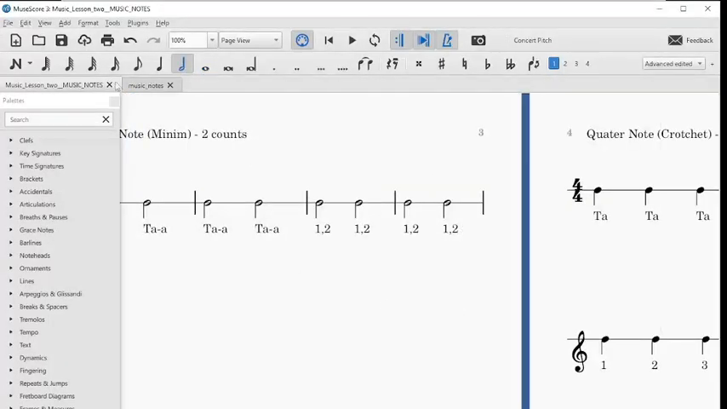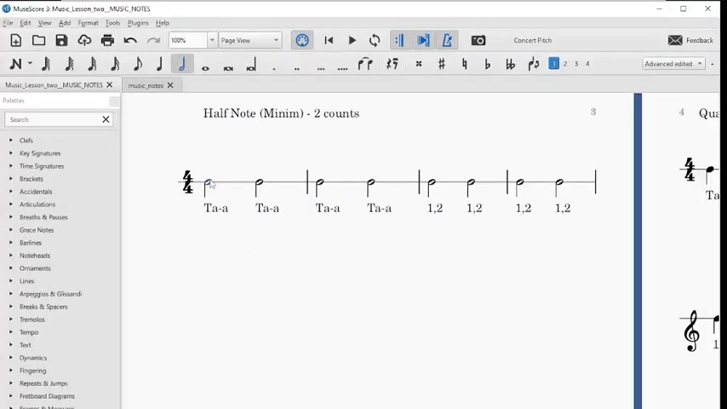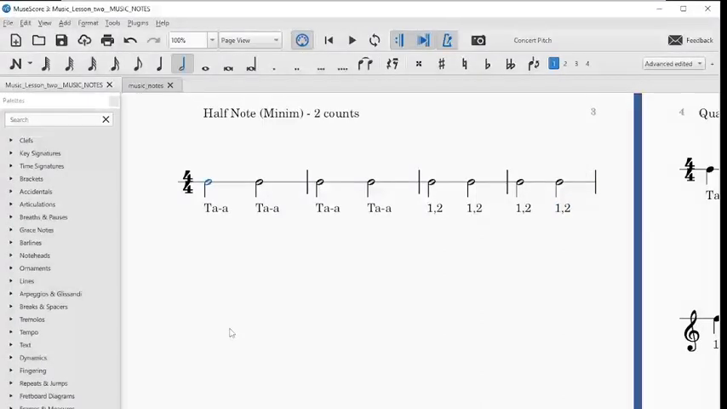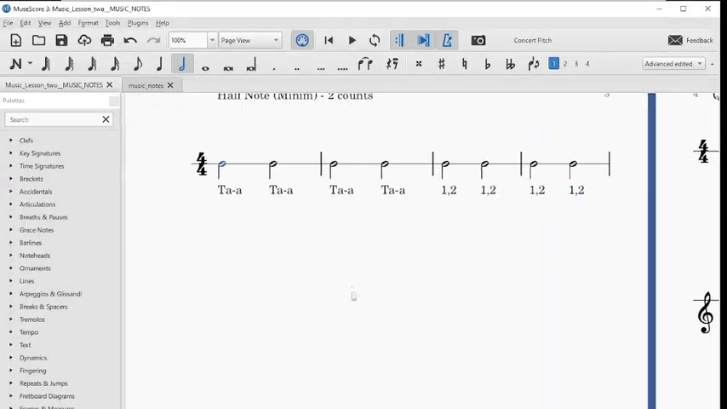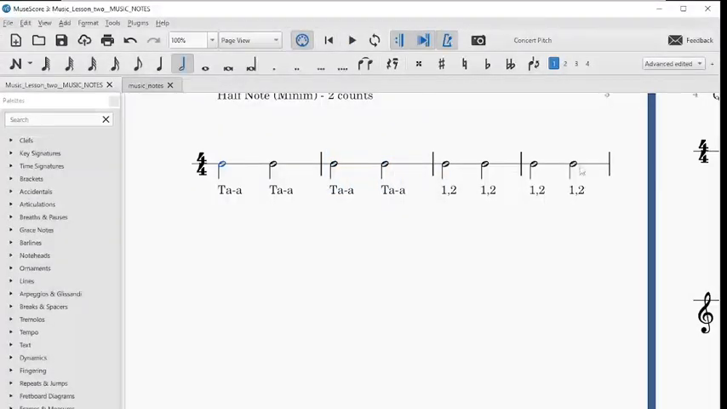The next note we shall look at is called half note. Half note has 2 counts. So this would be ta, ta, ta, ta, 1, 2, 1, 2. So in simple terms, you sustain for 2 counts. Ta, ta, ta, ta. So that is half note.